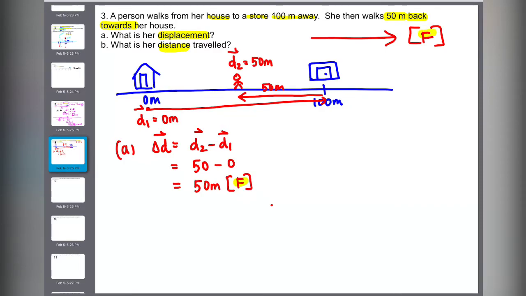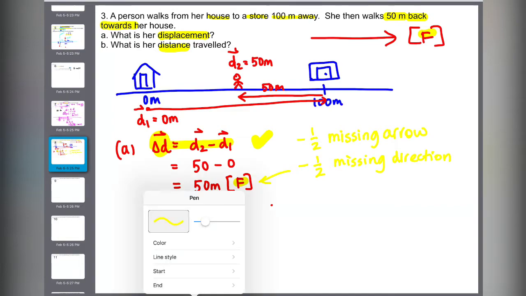So make sure you put your direction. Make sure you have an equation. That's 1 mark. You would lose half a mark if you are missing an arrow or missing a direction. Okay, if on the answer part, you're missing the direction when it's supposed to be there, or if you're not supposed to have a direction and you put a direction, you would lose half a mark. All right, so that's part A.